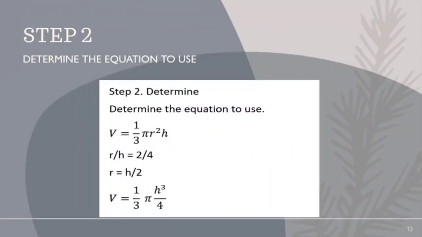This is step 2. Determine the equation to use. We use the cone's volume formula, which is V equals 1 over 3 pi r square h. As we know, the radius is constantly half of the height, where the height is 4. So r over h equals 2 over 4. Then we simplify it into r equals h over 2. And we substitute the r into the cone's volume equation. Then we get V equals 1 over 3 pi h cube over 4.